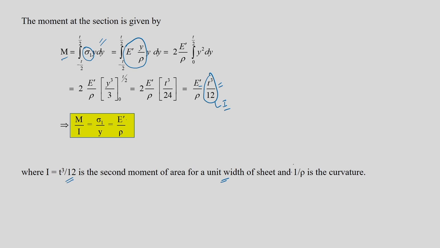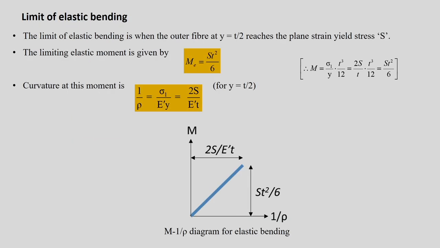And 1 by rho we call the radius of curvature. So we need to note down that 1 by rho is the curvature here. So M by I is equal to sigma 1 by y is equal to E dash by rho is the equation that we get, and moment for this particular case is given by E dash by rho into t cube by 12. So E dash can be evaluated from E and nu, and rho is given, t, the sheet thickness, is given, then you can get the moment for that particular bending operation.